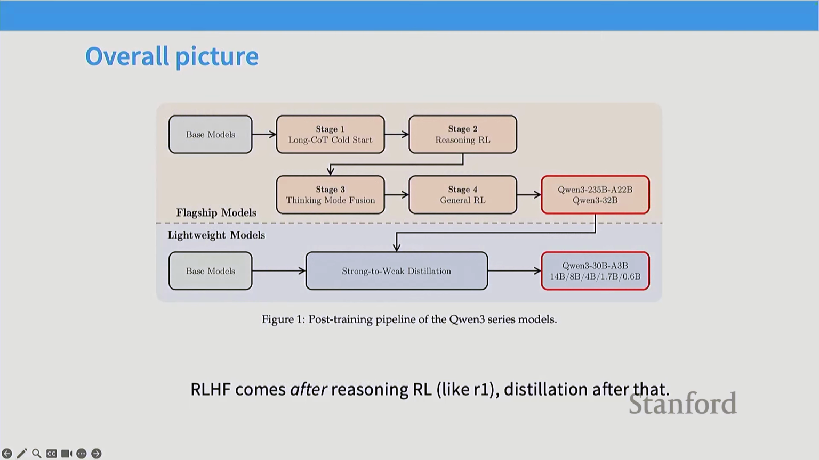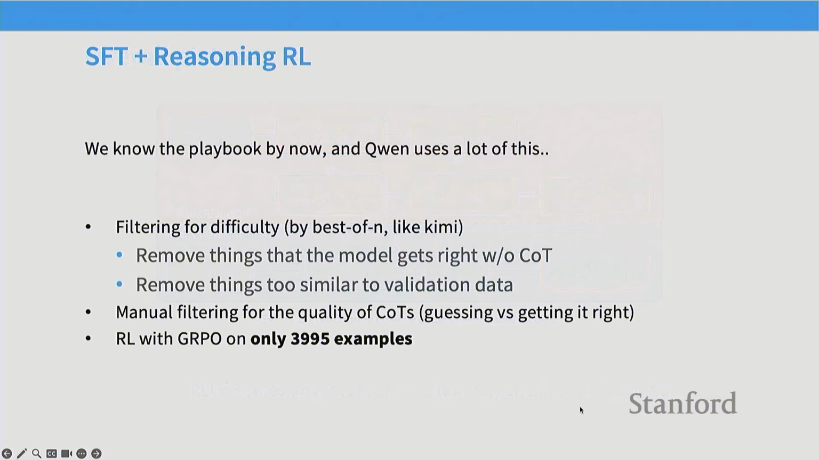So the overall picture is very similar to what R1 and Kimi have done, right? Qwen basically takes their base models. They'll do a long CoT SFT stage, so that's this first stage over here. They'll do their reasoning RL. They'll do something funky that I'll talk about later called thinking mode fusion. And then they'll do RLHF, and then those are the models that they ship. Of course, they then distill that in various ways, but we can forget about that for the moment. We've already seen this in R1, right? RLHF comes after reasoning, and then distillation comes after that.